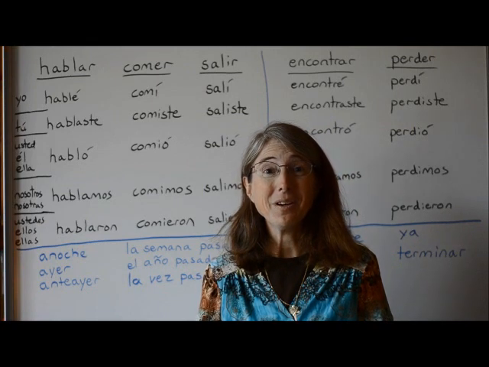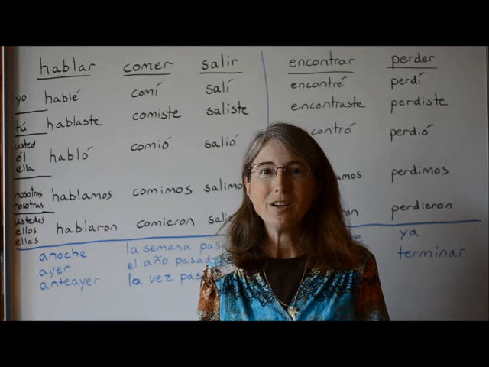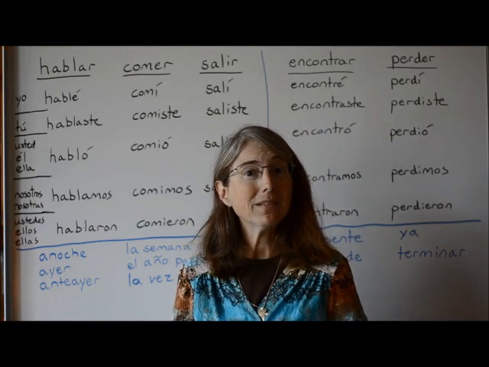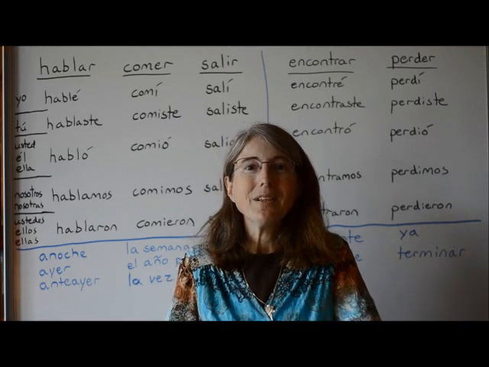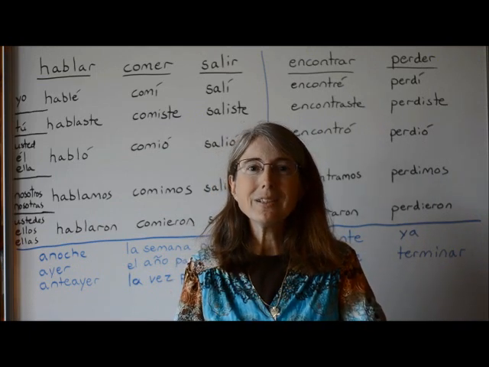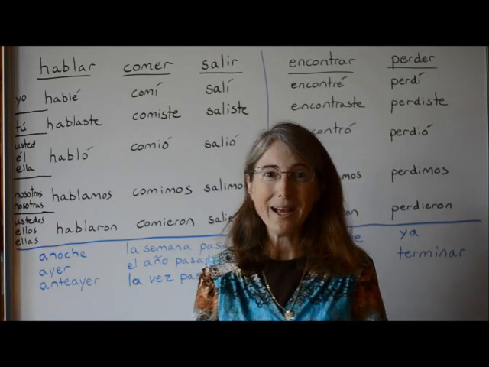Bienvenidos. Today we're going to talk about preterite verbs. Preterite verbs are verbs in Spanish that are conjugated in the preterite tense, which means they're conjugated in the past tense. Present tense deals with things that are happening now. Preterite tense deals with things that happened, that are over with, that happened in the past.